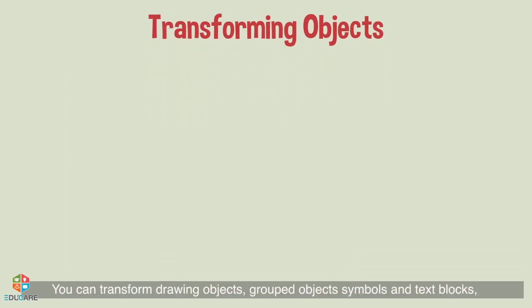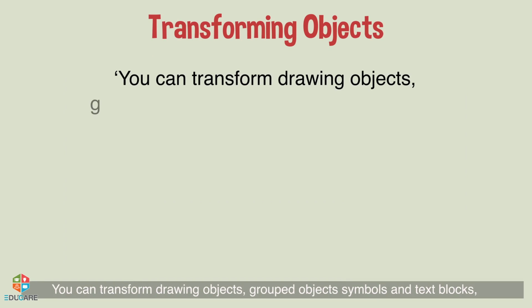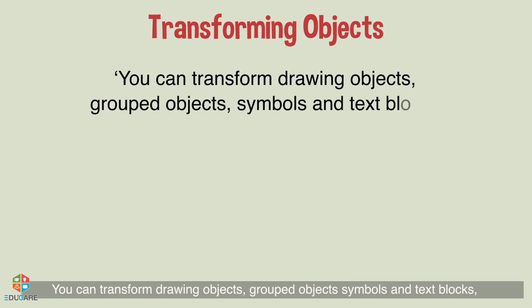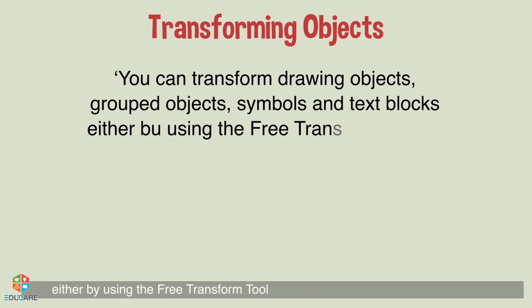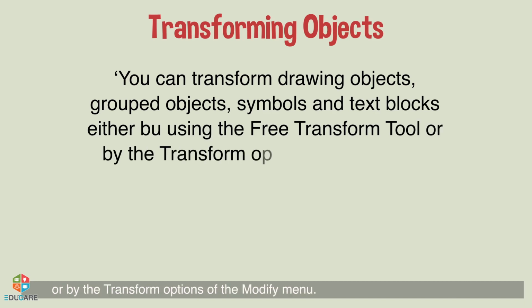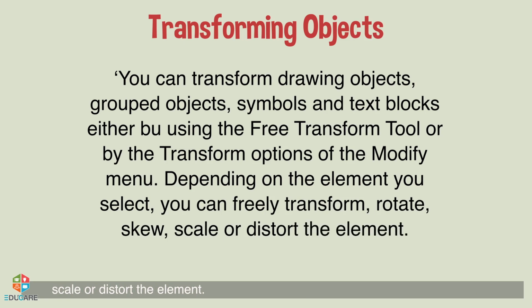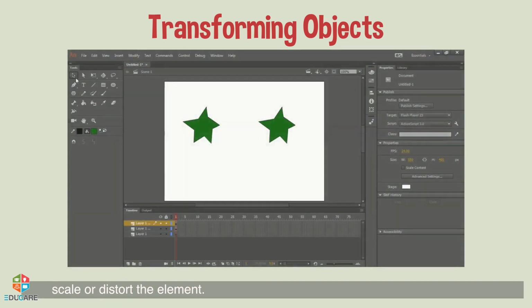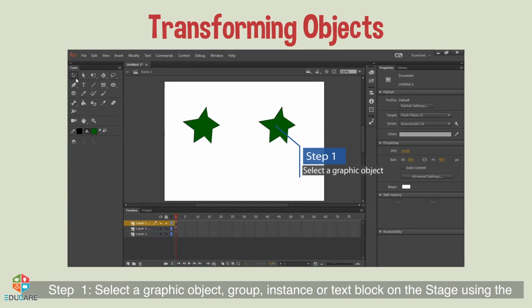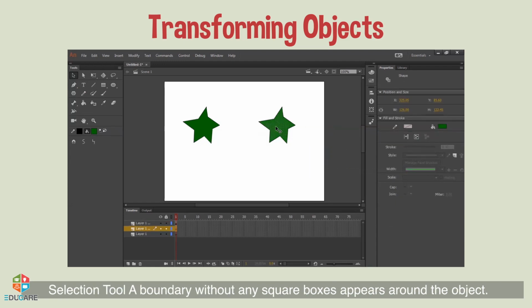Transforming objects. You can transform drawing objects, grouped objects, symbols and text blocks either by using the Free Transform tool or by the transform options of the Modify menu. Depending on the element you select, you can freely transform, rotate, skew, scale or distort the element. Step 1. Select a graphic object, group, instance or text block on the stage using the Selection tool. A boundary without any square boxes appears around the object.